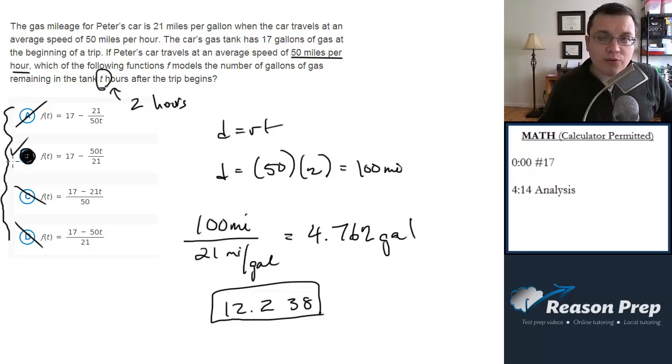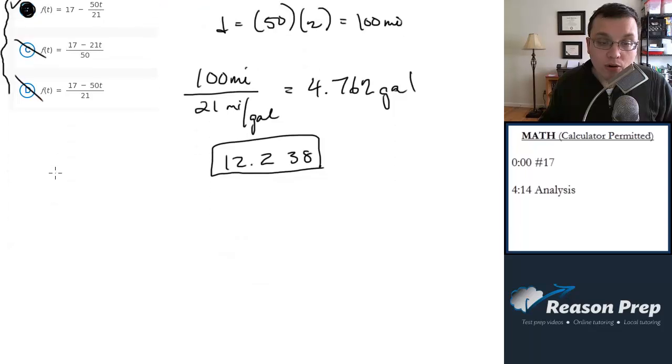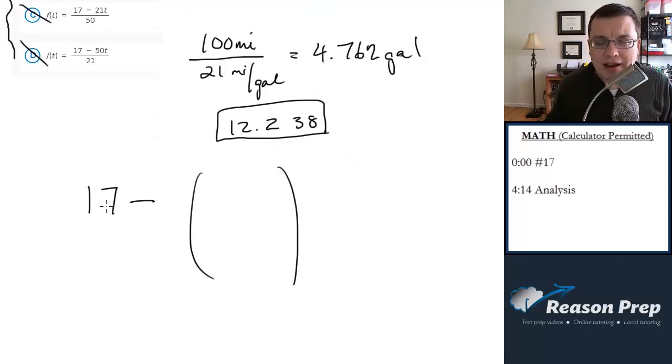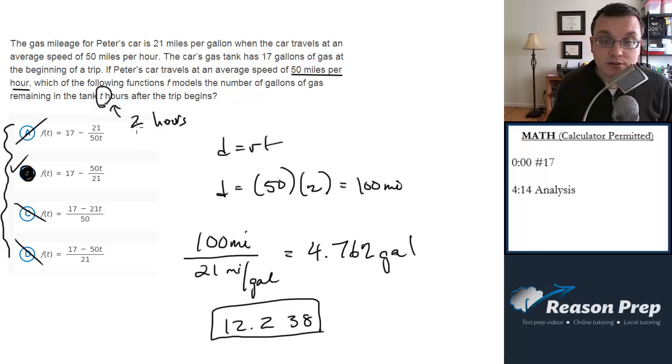I think that's easier. What if we wanted to do it probably the way they intend, which is to set up an equation and derive the equation from the word problem? Well, we know we're looking for the amount of gas left over, and we know it's going to be 17 minus some quantity. So right off the bat, I would be pretty confident getting rid of C and D. But since we're finding out how much gas is left over, we're going to subtract whatever we use from the 17. So again, we need to figure out how much we use.